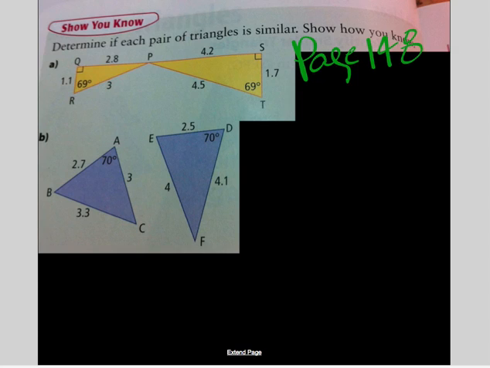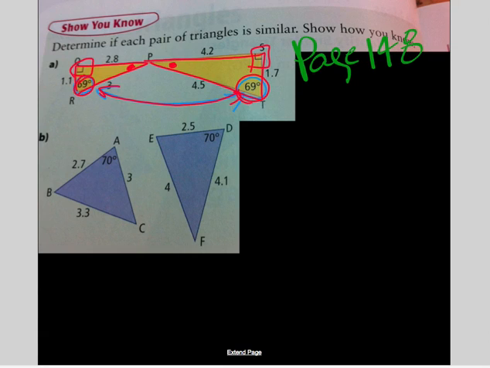All right, I'm going to do A. I'm going to set up A, and I'm going to look at this to determine if each pair of triangles is similar. Show how you know. Well, 69 is the same angle as that. So those two angles are corresponding angles. These two angles correspond to each other, and they are the exact same measure. These two angles are the same measure. And so I know then that that angle is the same as that angle. So this triangle, the little one, is similar. It's not the same. It's similar to the big triangle.